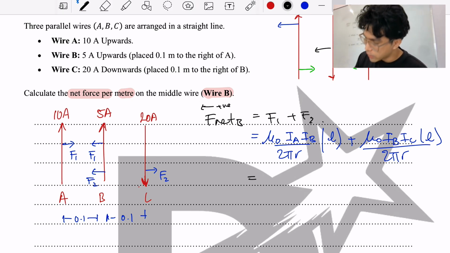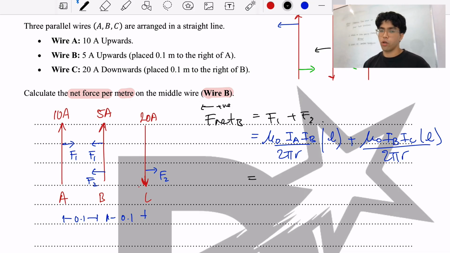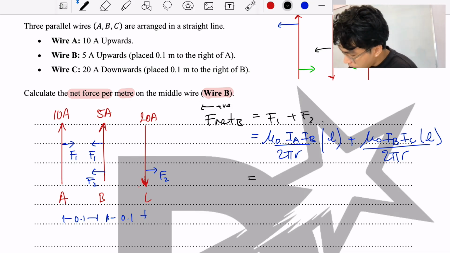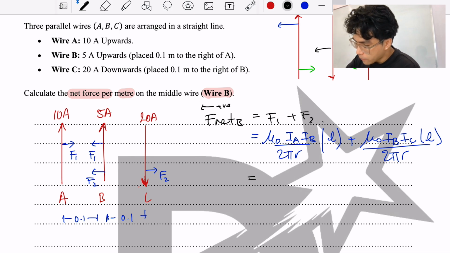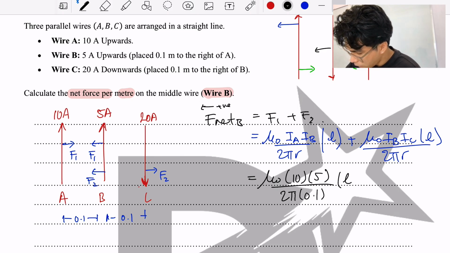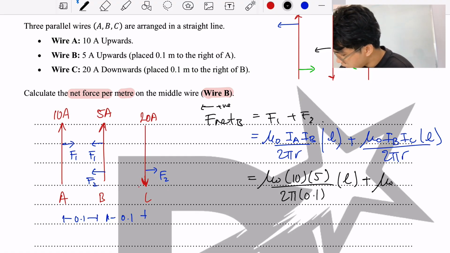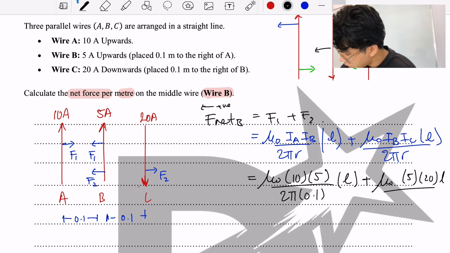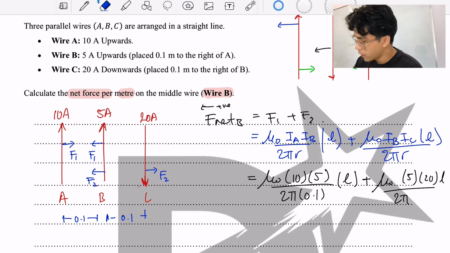So now all you have to do, guys, is just plug those numbers in, and that's going to be your net force, okay? So you plug it in, equal to, now note, actually we'll plug it in. Oops, 10 times 5, 2.1 times L, plus mu naught 5 times 20 times L over 2 pi R, okay, which is again 0.1.